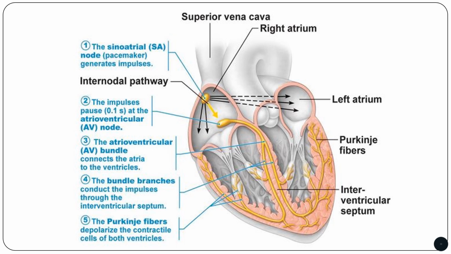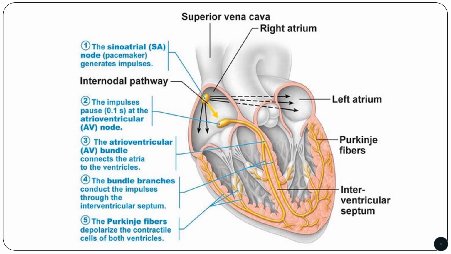Here is just another thing to help with your studying that shows what this looks like on an actual heart diagram. This number one spot right here is your SA node. Again, this is what's generating those impulses and being the pacemaker of the heart. The impulses are going to pause for about 1/10 of a second at the AV node. And then the AV bundle is going to connect the atria and the ventricles to synchronize those.